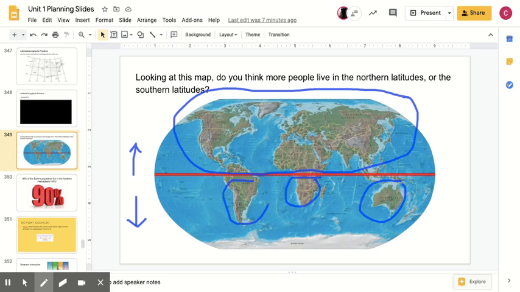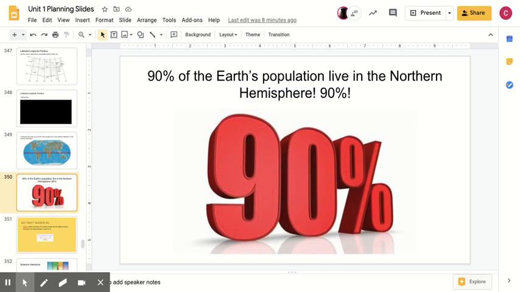There is much more land mass, populated land mass, north of the equator. So 90% of all of Earth's population lives in the northern hemisphere. Let that sink in for a minute. And then we are going to go on to our next activity, which is a Seasons Interactive.